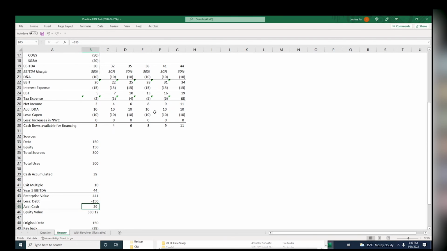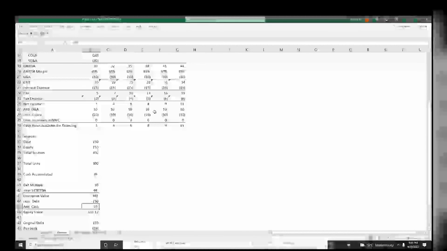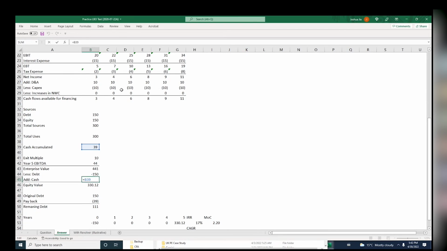There's also cash, right? So another way to look at it is we've accumulated 39 of cash, which is basically me adding all the cash of the future years sitting there. And I can use that to pay down the debt, right? Potentially the 150 I can take down to 111. For some reason I broke it out separately here, but it's the same thing. So this cash ends up reducing your debt, or basically increasing your equity value.